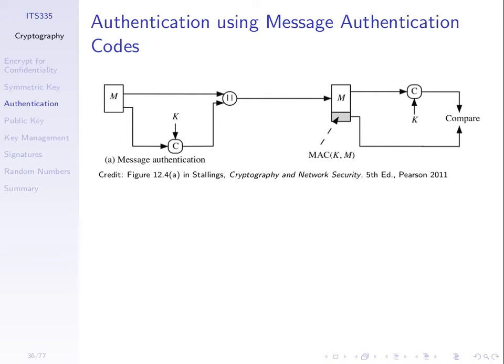It works assuming that the MAC function is such that a malicious user cannot determine the MAC value without knowing the key. Okay? It's the same principle as symmetric key encryption here. If we get a MAC which matches this value using this key, then it means the value received must have been created with this key.